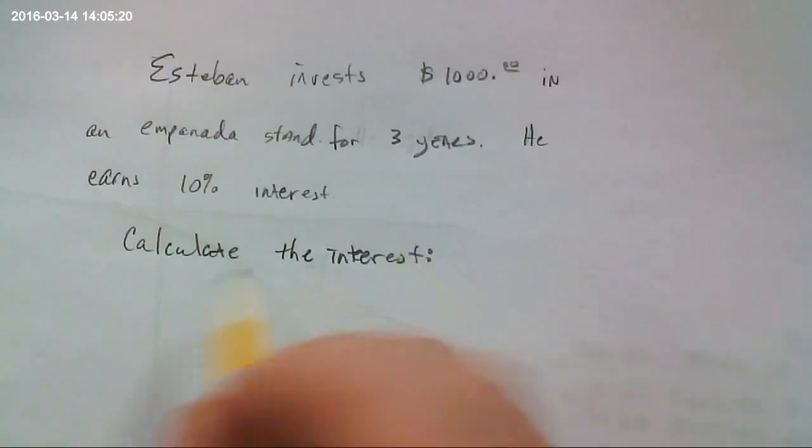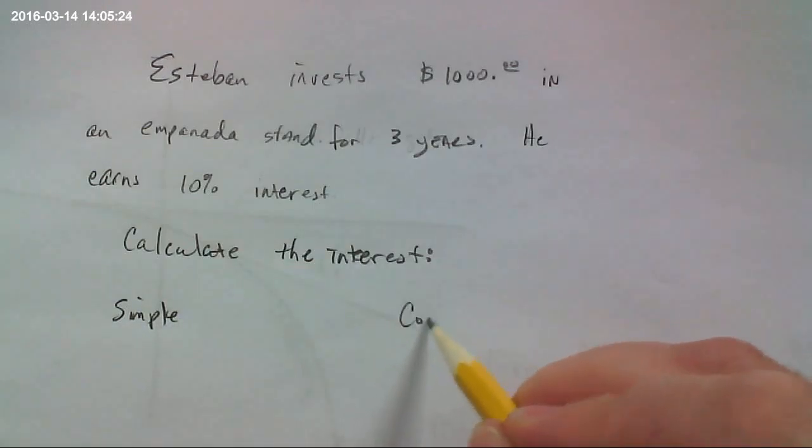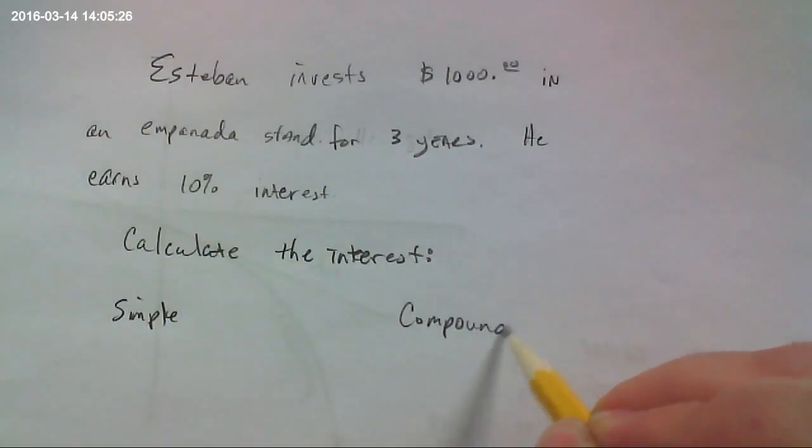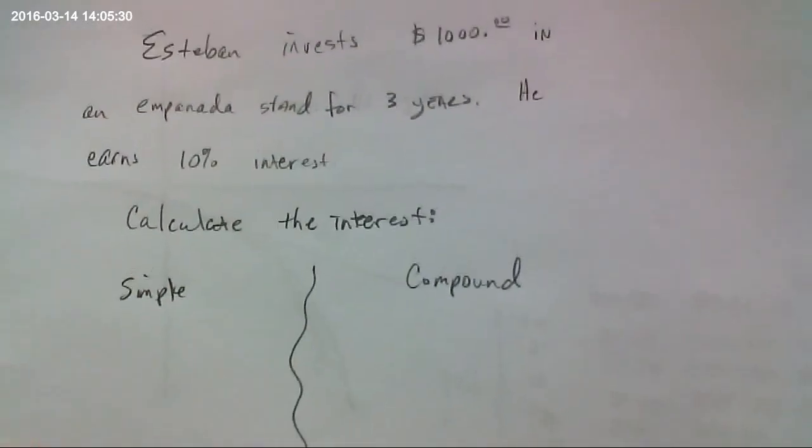We're going to do simple over here, and over here, we're going to do compound. So Esteban invests $1,000 in an empanada stand.